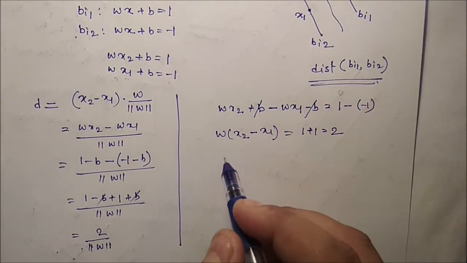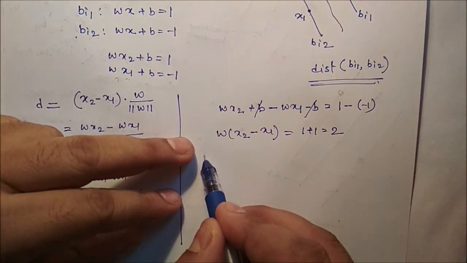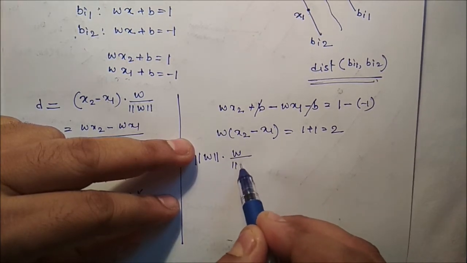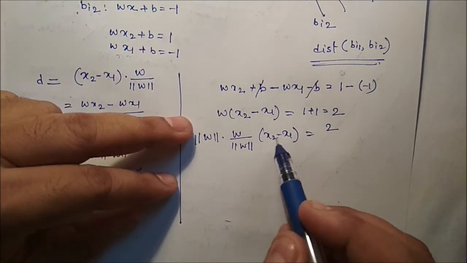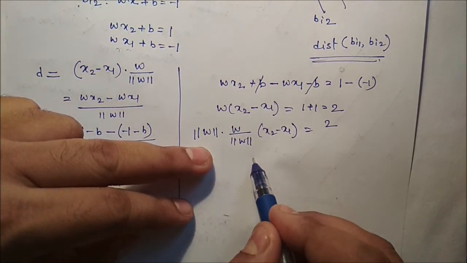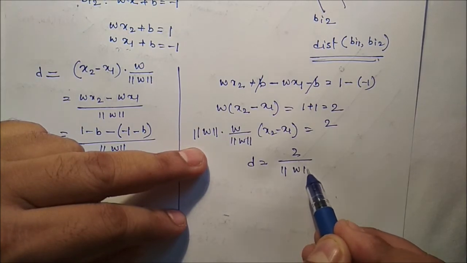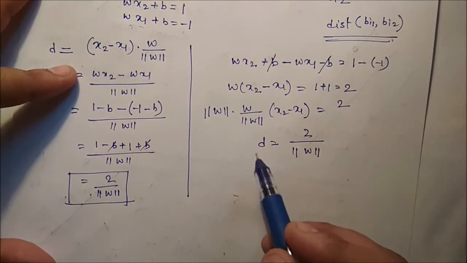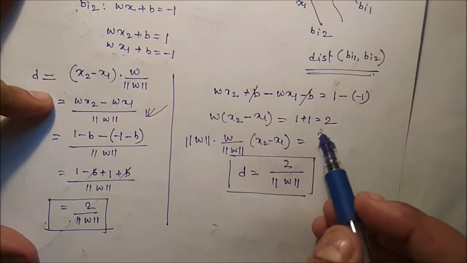Now if you take the Euclidean norm on both sides, what do we get? We can write w by norm of w times (x2 minus x1) is equal to 2 by norm of w. So this is the unit vector multiplied with x2 minus x1, and that is the depth. So d is equal to 2 by norm of w. This is nothing but our depth, the width of the margin. So we can explain it this way as well as that way.